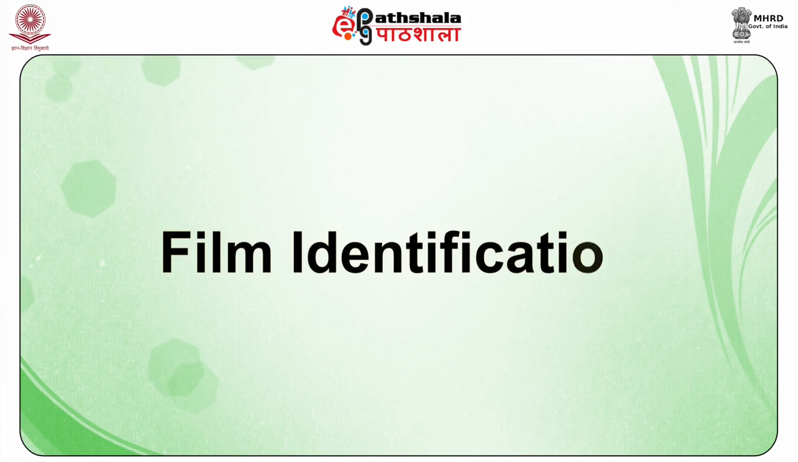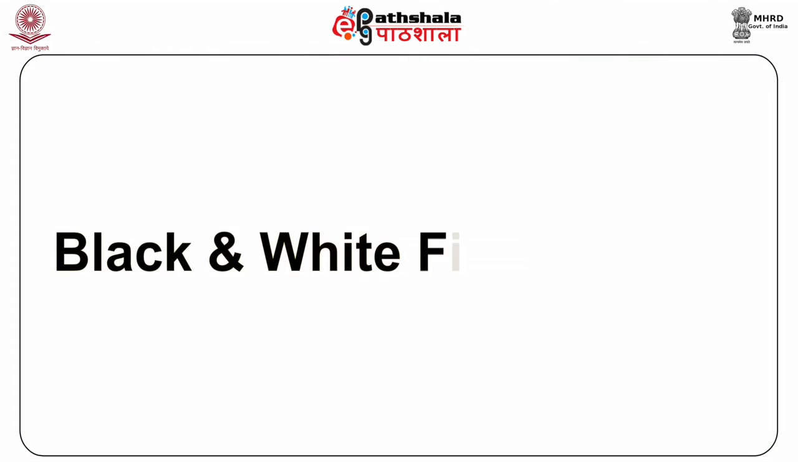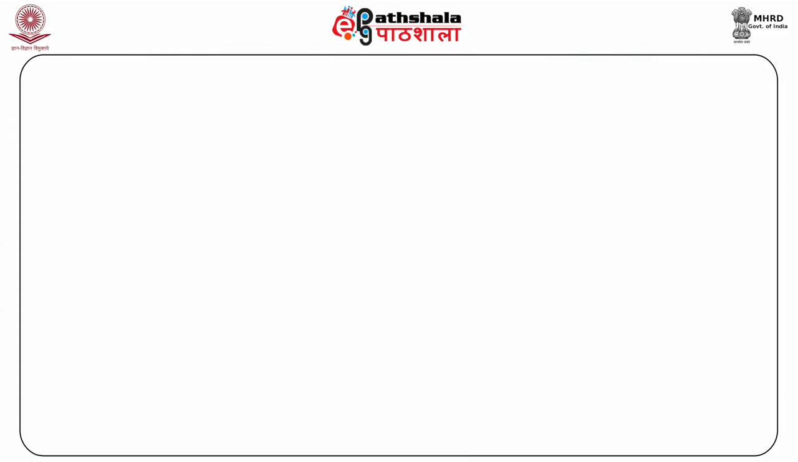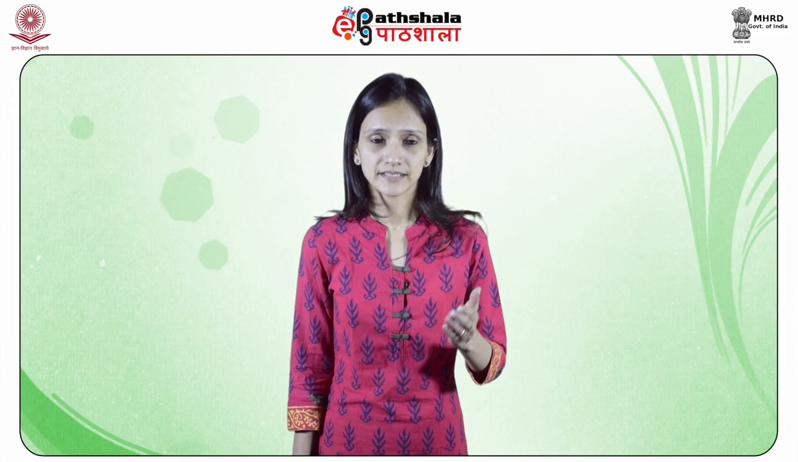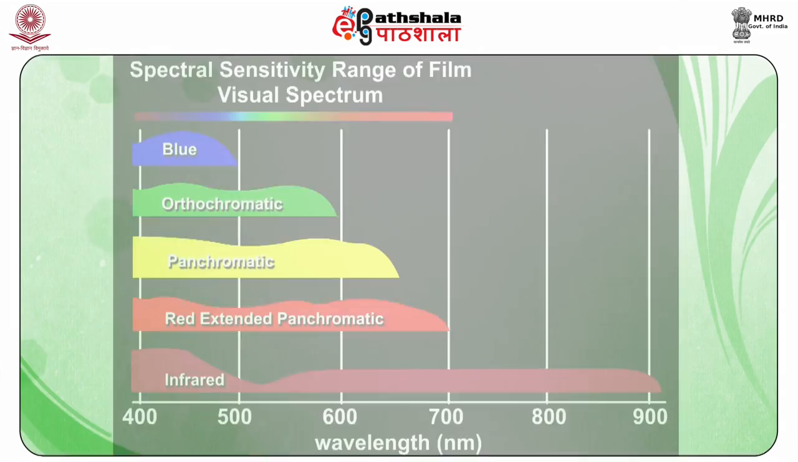Film identification. A carton of film contains information like the manufacturer, type of film, film speed, number of exposures, expiry date, processing instructions and storage instructions, etc. Black and white film formats. These are 35 mm films and 120 films. Next is the spectral sensitivity of black and white film.